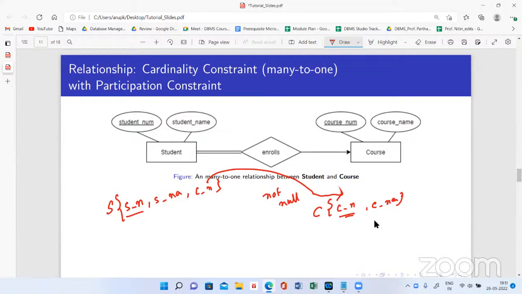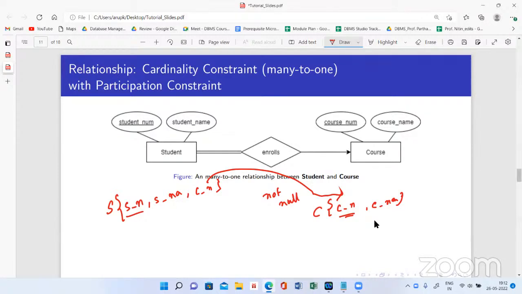Does it make sense? So we are realizing the entire thing slowly. This is the only change: not null will be added here. But this is an important change. Otherwise, the participation constraint will go off if you don't do this. It's a small change, but a very important change from the perspective of enforcing the constraint.